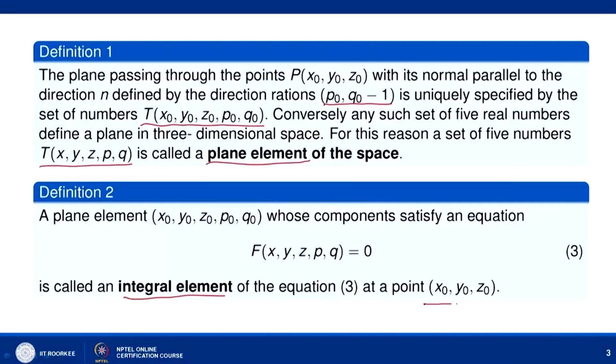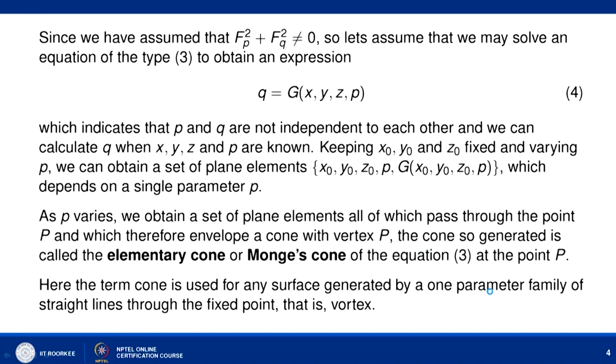These are some definitions which we want to write, and so these are called integral elements at a point (x0, y0, z0). Now, it is already given that f_p² + f_q² is not equal to 0. It means that we can always assume that either f_p is non-zero or f_q is non-zero at any given point.